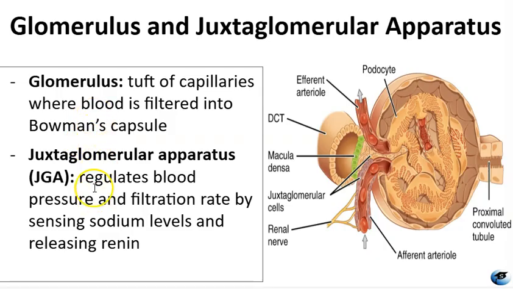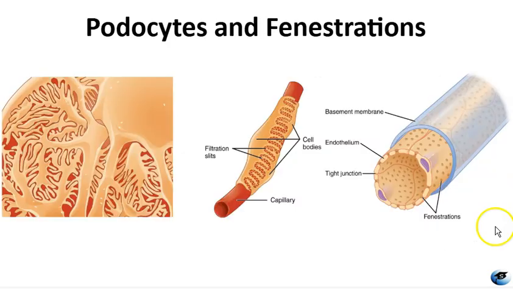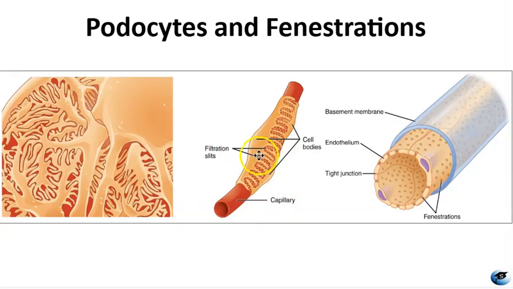So together, the glomerulus and the juxtaglomerular apparatus act as a gateway for filtration and also a key regulatory checkpoint for homeostasis. If we zoom in on the filtration surfaces of the glomerulus, we will find the podocytes. Podocytes are specialized epithelial cells that wrap around the glomerular capillaries. Each podocyte extends numerous foot-like projections called pedicels that interlace to form narrow gaps known as filtration slits. Those are these here, these filtration slits.